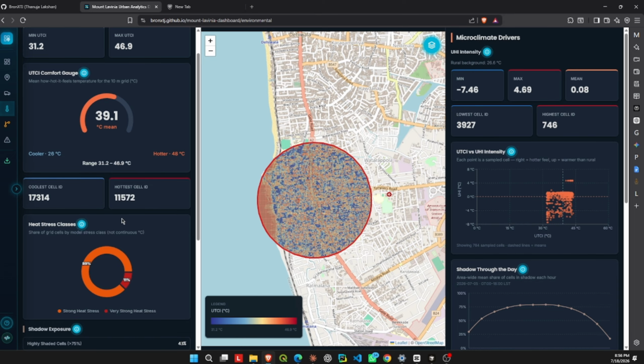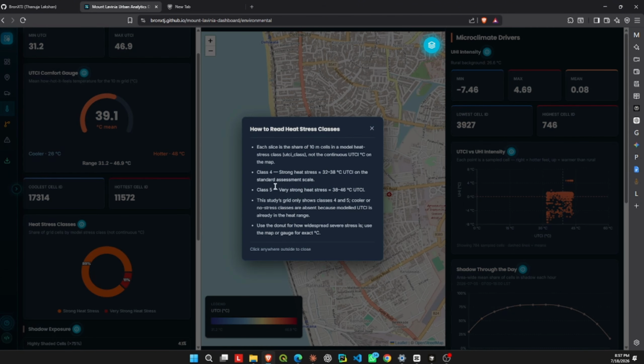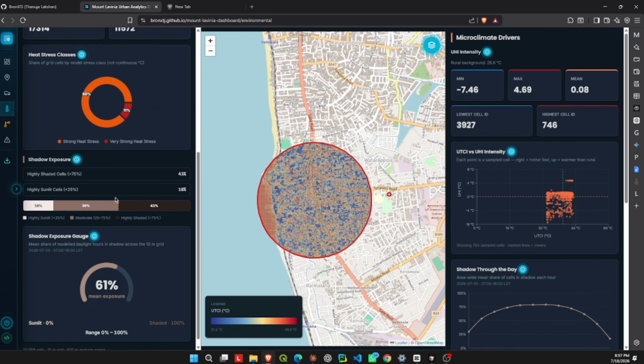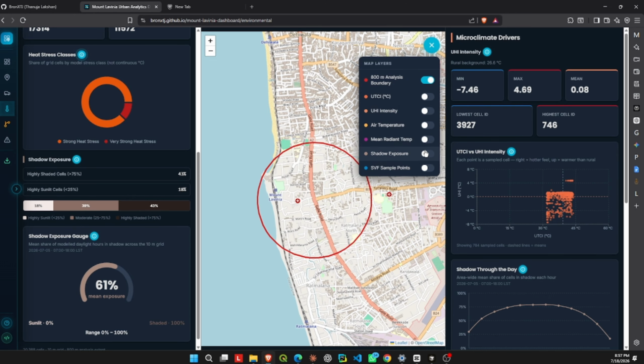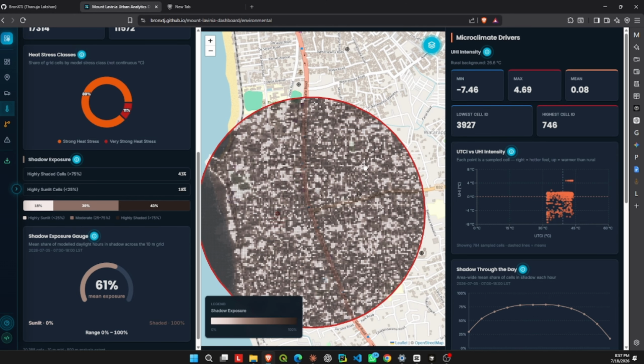This shows how many grid cells fall into modeled heat stress classes. You can see strong heat stress between 32 and 38, and very strong 38 to 46. So this is categorized. And for shadow exposure, if we toggle on the shadow, you can see it here again.